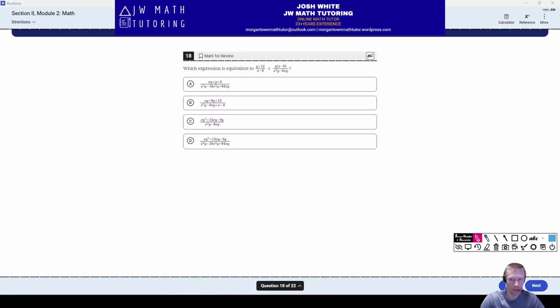Next up, we have question 18. Here you are adding two rational expressions together. So first I'll show you how to do this by hand. It's actually not that bad. And then after that, I will show you how you can do this in Desmos.